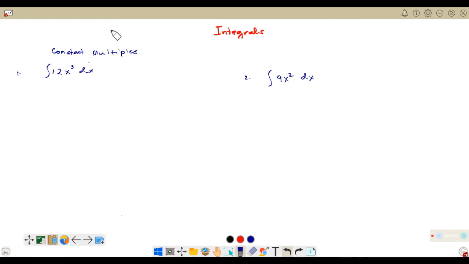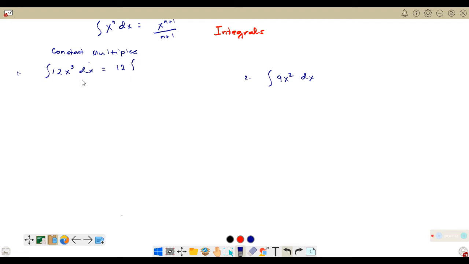According to our magic formula, the integral of x raised to n dx is equal to x raised to n plus 1 over n plus 1. Ito pa rin yung susundin natin. Paano kung may 12 dito? So, all you have to do is, actually, dalawa yung possible na formula dito. Dalawa yung possible na solution.